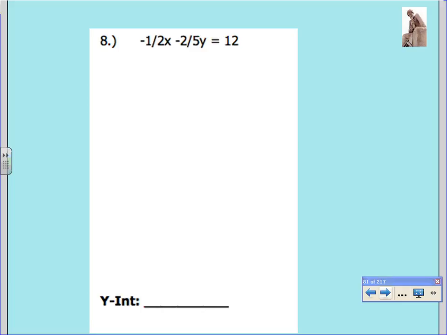Try that again. Close. Again, you can either put it into y equals form or put a 0 in for x, but please, either way, make sure you put it into the correct standard form.